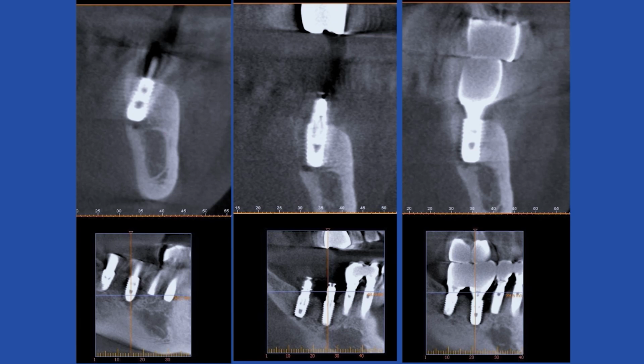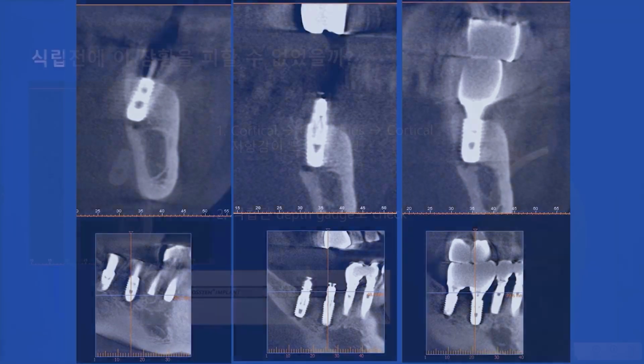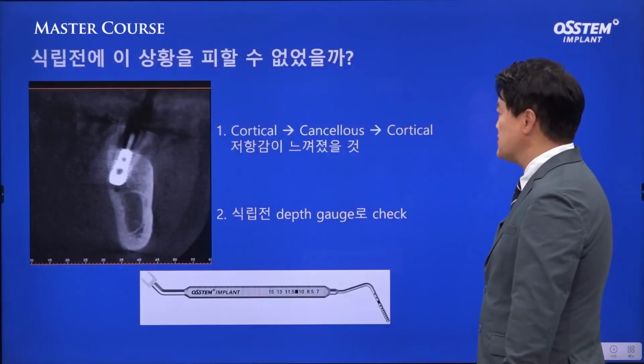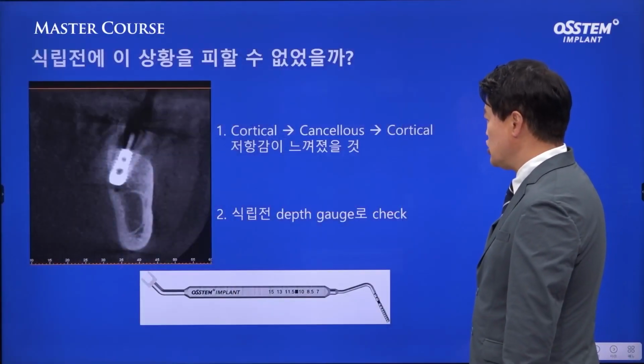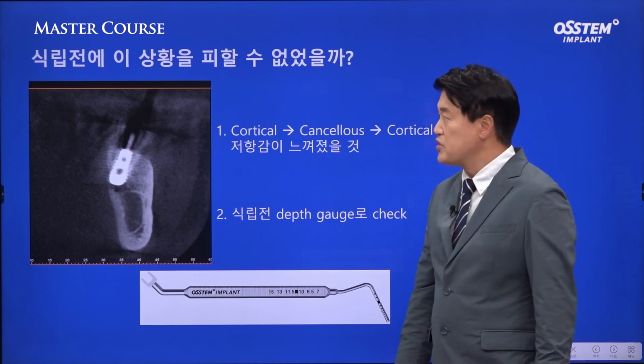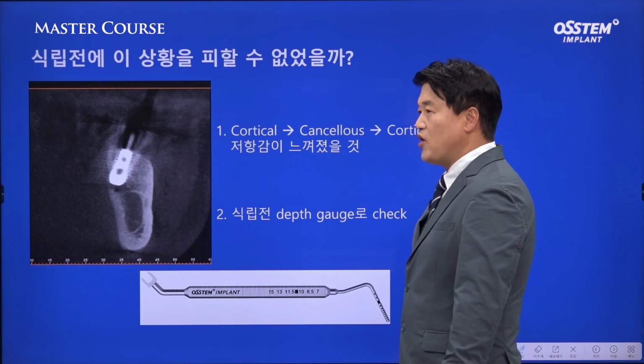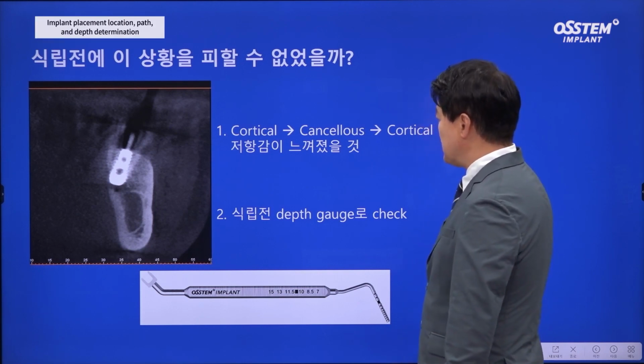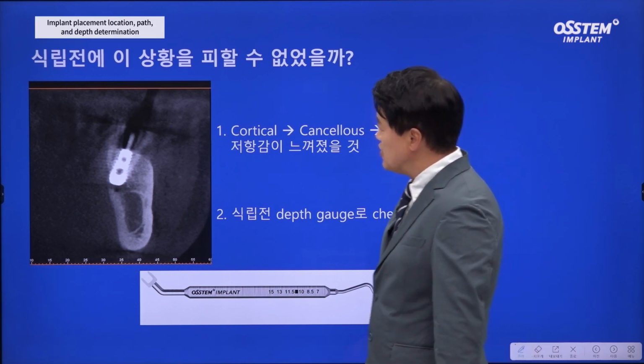So this is the result, and it was found later, and the surgery was done again to correct the direction of the implant placement. In the lower posterior region, lingual perforation can occur. If you look at this case, could we have done something to avoid the situation?